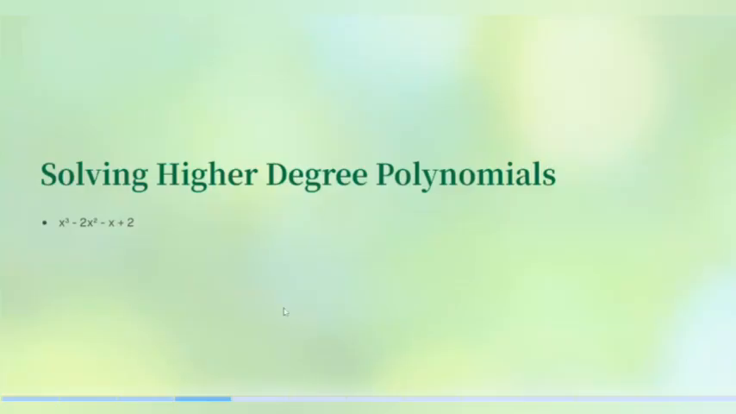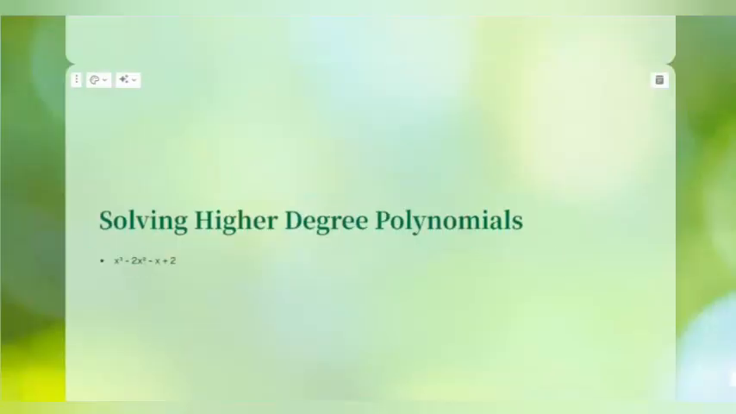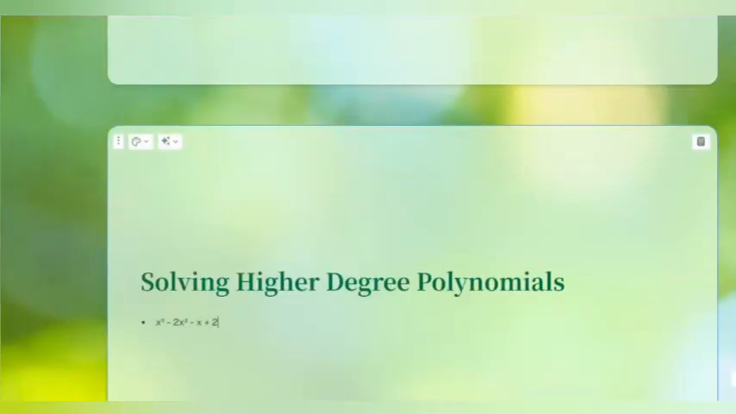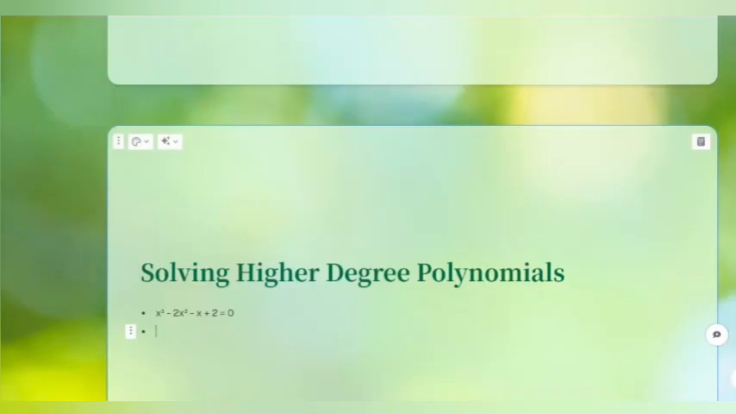Now, for higher degree polynomials, in this case, we're looking at the cubic polynomial. This is cubic because our variable x has the highest power, n equals 3. So we say this is a cubic polynomial. Most of the methods that we looked at will not apply to many cubic polynomials: factorization, completing the square and the quadratic formula. So now we have to devise new means of being able to solve higher degree polynomials.